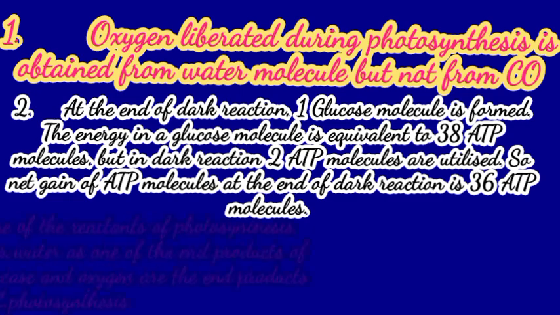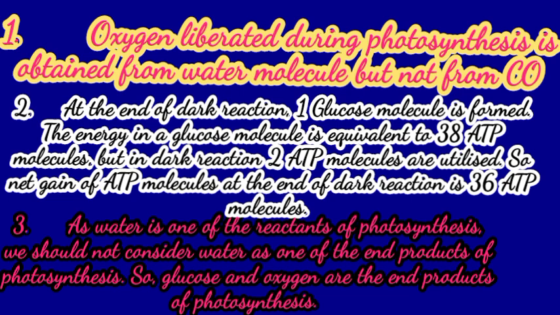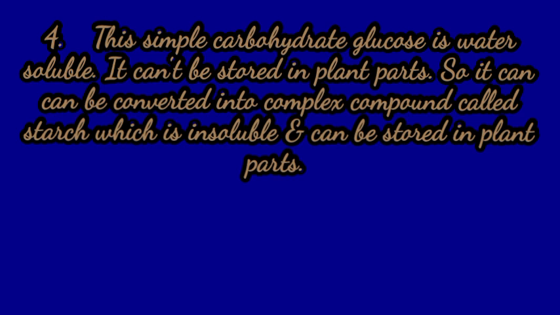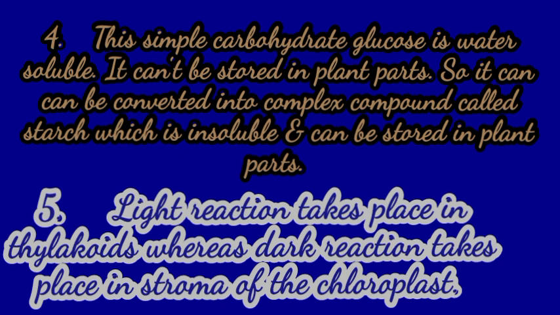Number 3. As water is one of the reactants of photosynthesis, we should not consider water as one of the end products of photosynthesis. So, glucose and oxygen are the end products of photosynthesis. Number 4. This simple carbohydrate glucose is water soluble. It can't be stored in plant parts. So, it can be converted into the complex compound starch, which is insoluble and can be stored in plant parts. Point number 5. Light reaction takes place in thylakoids of chloroplast, whereas dark reaction takes place in stroma of the chloroplast. Hope you understood this part well.